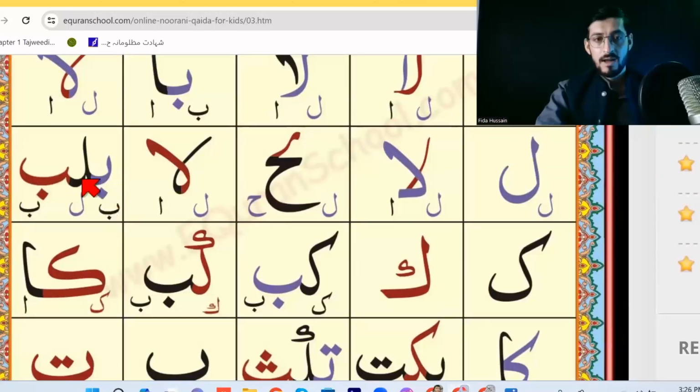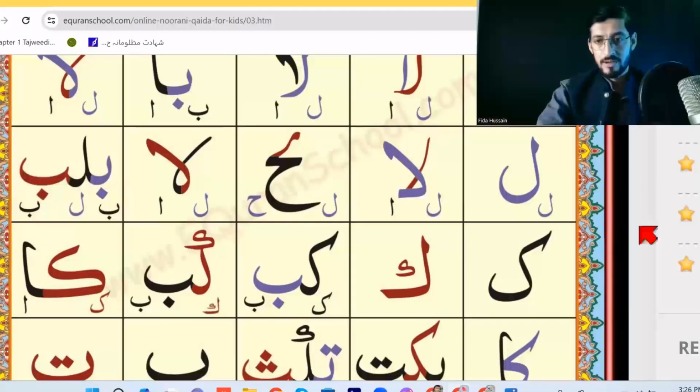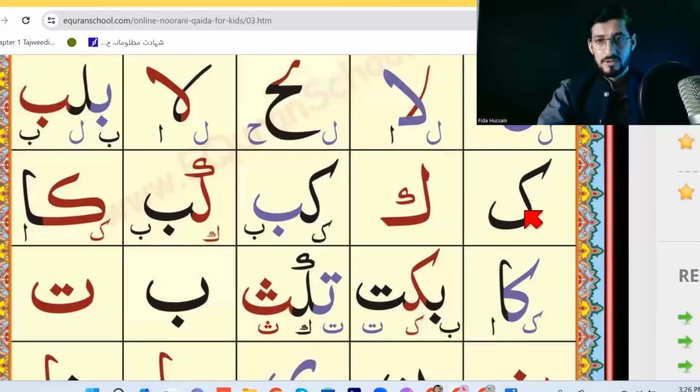What next one? 3 letters now. Ba, lam, ba. Okay, we joined 3 letters. Ba is a half shape, lam is very small, and ba is complete. The last letter will be complete in every word. This is kaf. Now you will see different shapes of kaf. Kaf. This is also kaf, kaf, kaf.